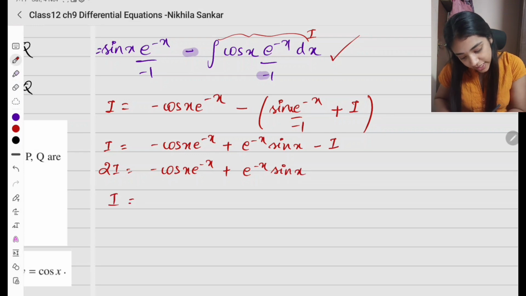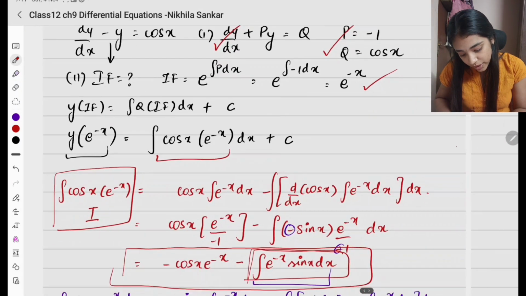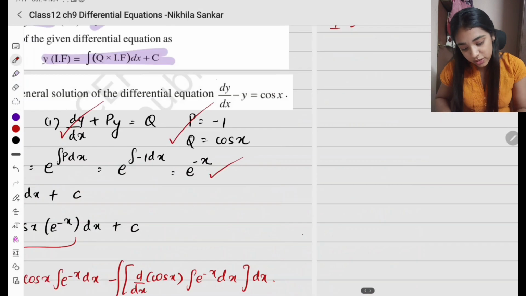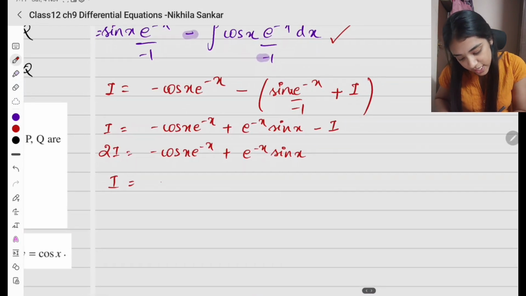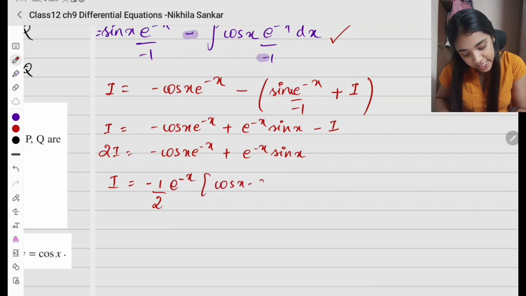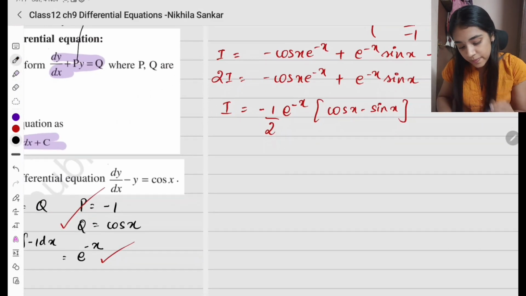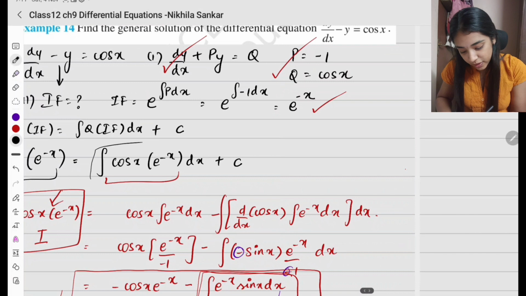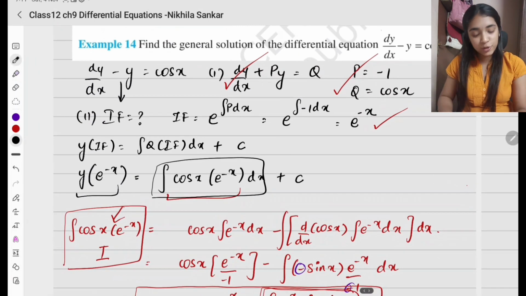So I equals I, what did we take as I? This particular term. So I equals 1 by 2, minus, taking e to the minus x outside, cos x minus sin x. So what did we find out? We found out this particular integral. So what is my final solution now?